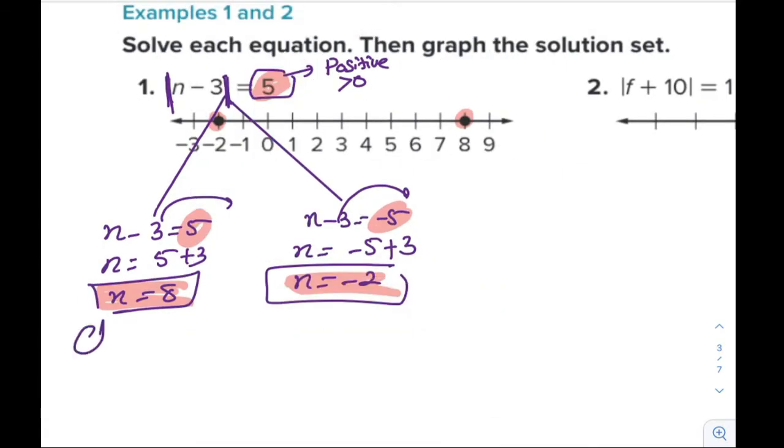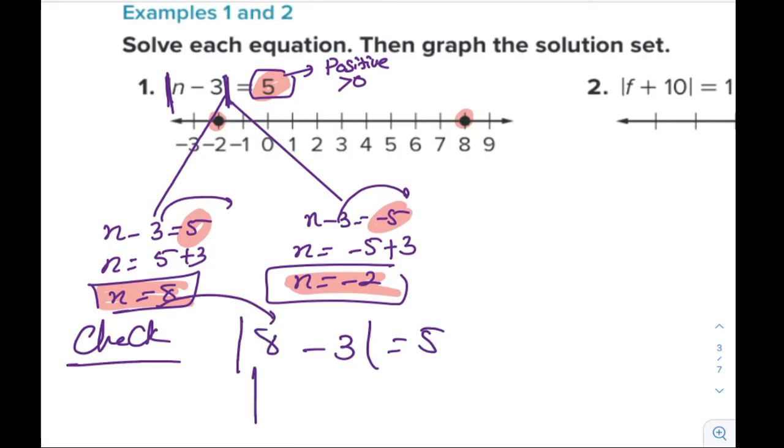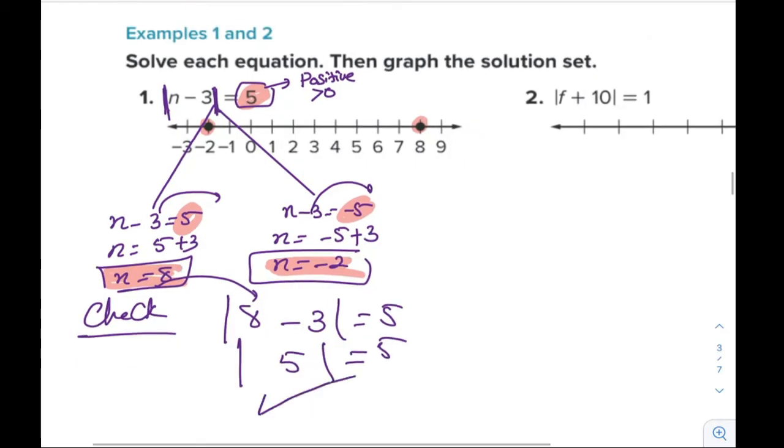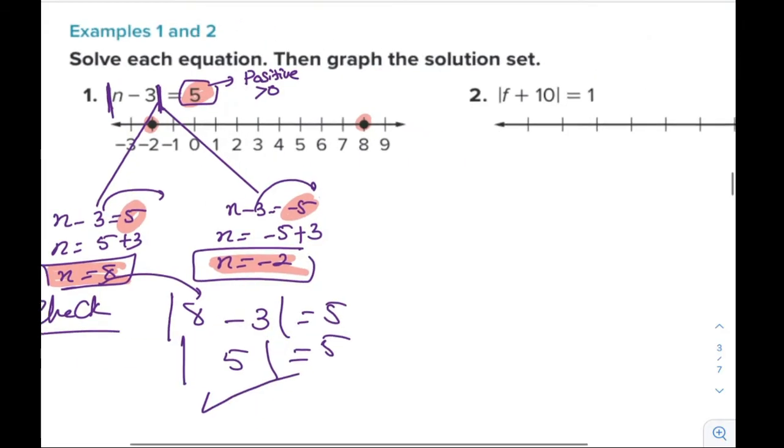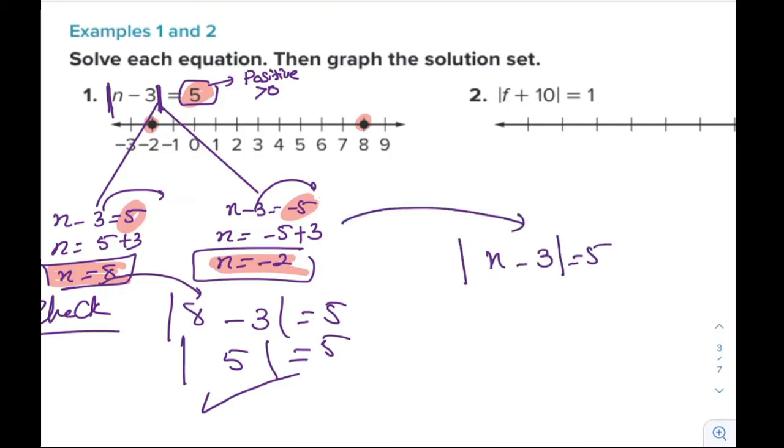Let's check. We will only check the first example. This is the original equation. Let's replace this n by the 8. It will be the absolute value of 5, and it is equal to 5. Is this true? Of course, because the absolute value of 5 is 5. Let's check the other one. This is the original equation. I will take the n away and replace it by negative 2. Now the absolute value of negative 5 is 5. Yes, it is. So we have two solutions in this case.